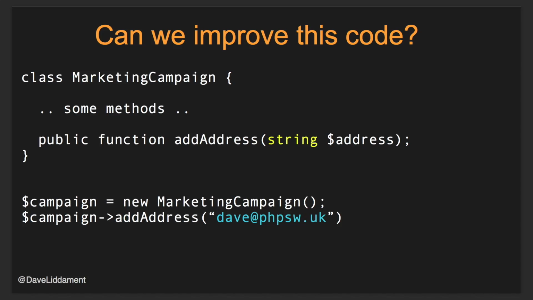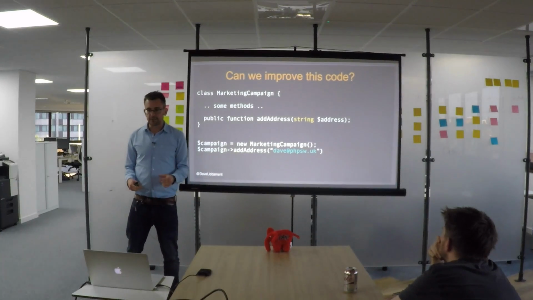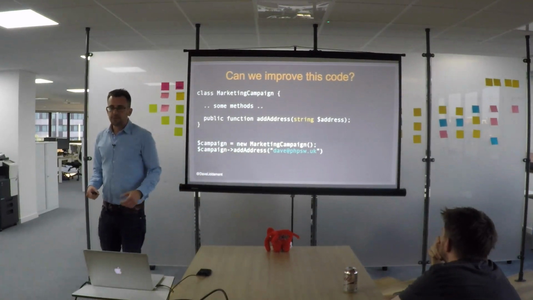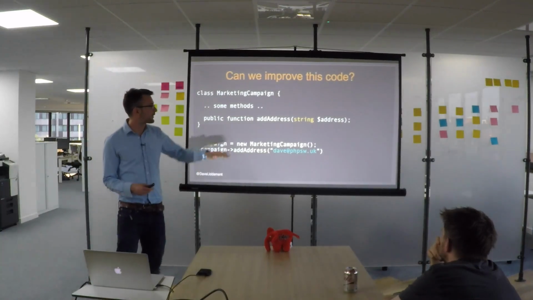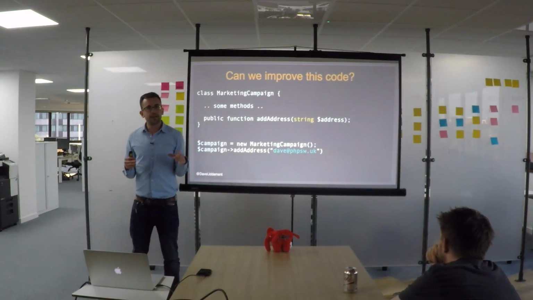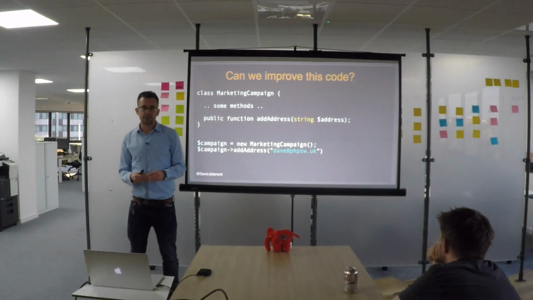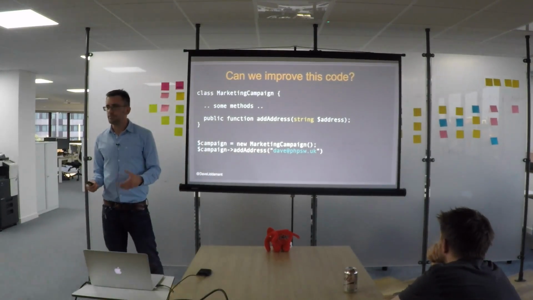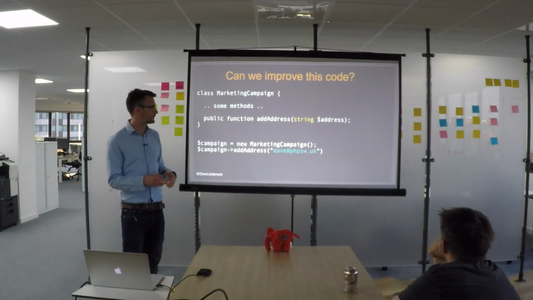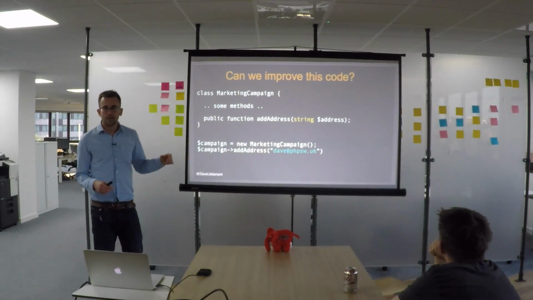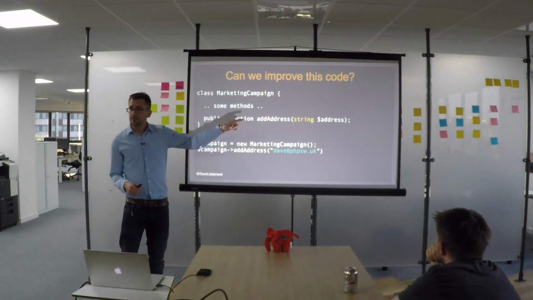So let's imagine we've got a class called marketing campaign. It does a load of stuff, but one of the methods we're interested in is we're adding an address. And as you can see down here, we're adding an email address. So an email address, well, we could say that's a string. So we'll type hint it as a string. So in PHP 7 onwards, you can now type hint with primitive types. Primitive types are things like strings, integers, booleans, floats, and a few others. So this is better than having nothing at all.